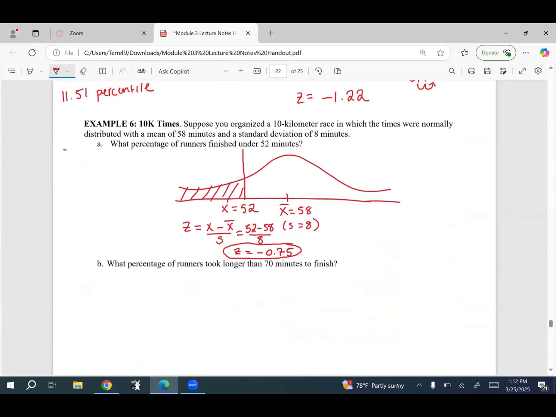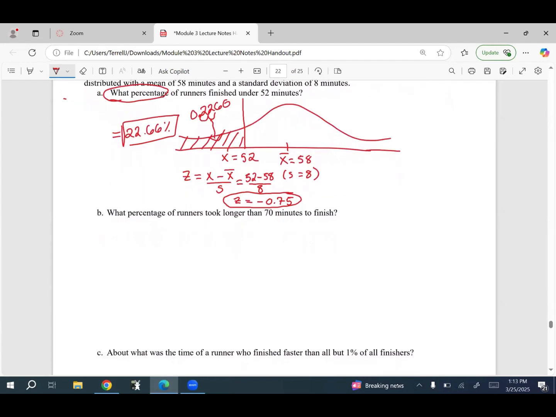I'm looking for that piece to the left. So this would be my answer, 0.2266. But we want to make it a percentage. So let's move the decimal 2 places to the right. And that would be 22.66%. Now it's asking us what percentage of runners took longer than 70 minutes to finish.